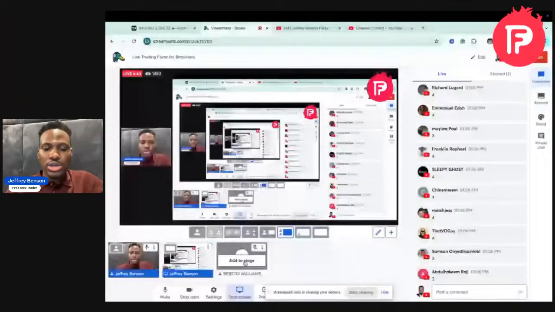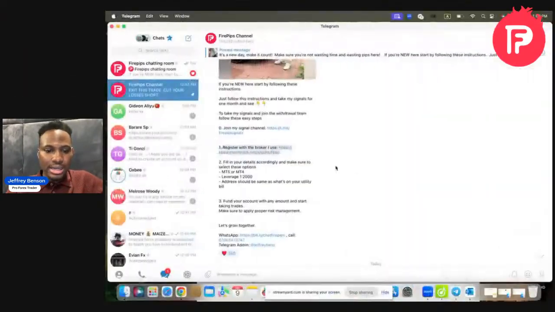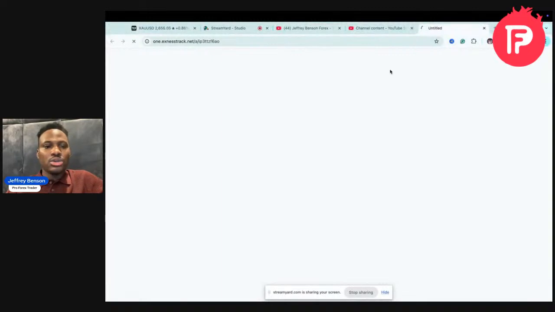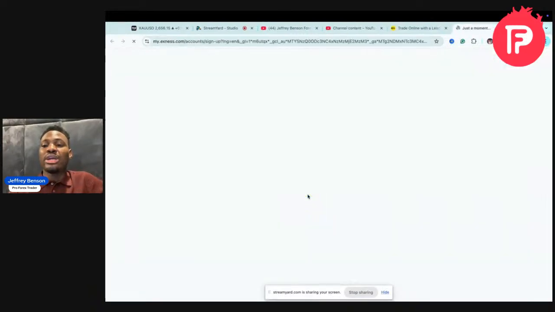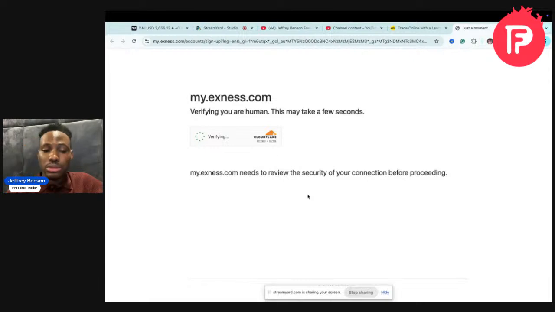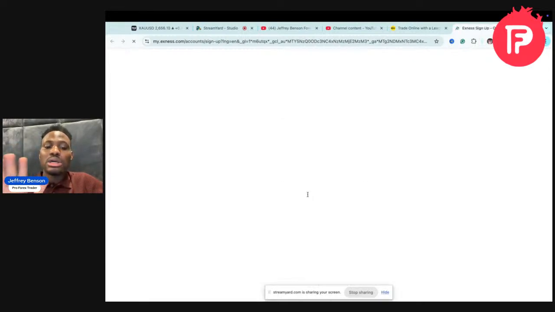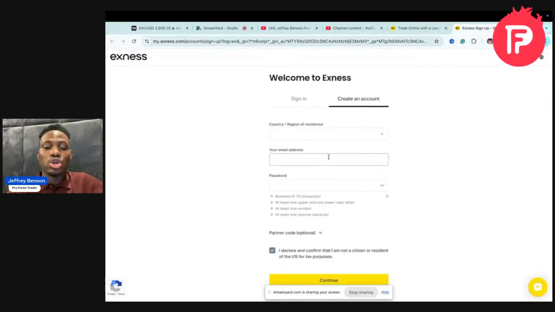So once you click on that link, you should come here. It's going to launch. If you're in a region where it's accepted, you're going to see register and try demo. Click on register and put your details. Give them your details exactly as you have them. So country of residence, like in my case, I'm going to put Nigeria, my email address, and the password. Then an account opens. Then immediately, I'm given a demo account and a live account.